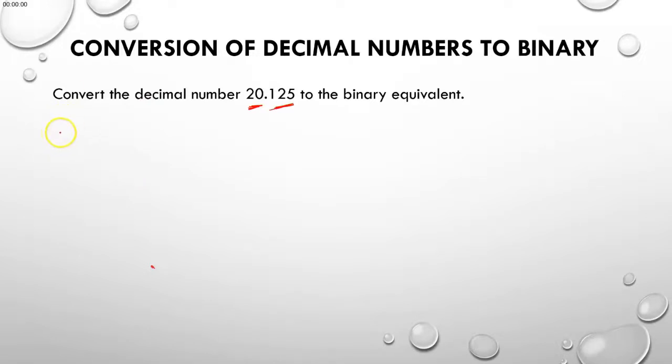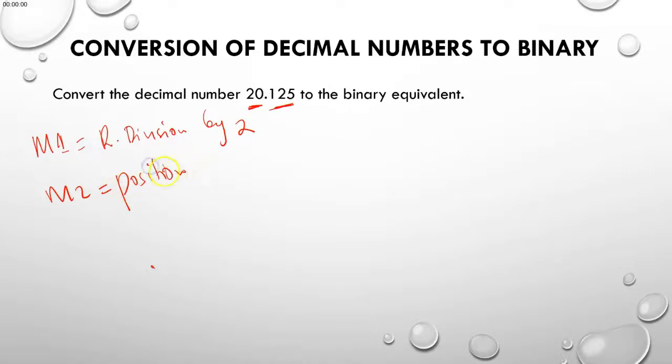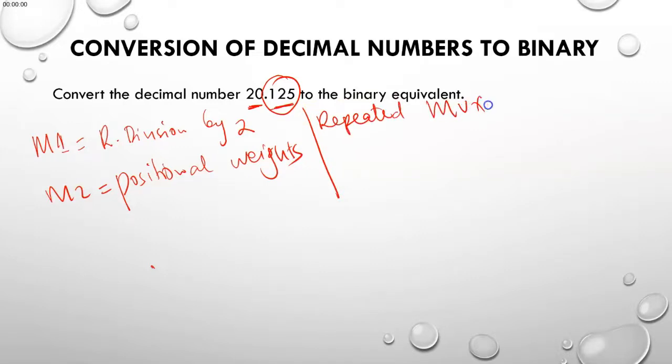As we have seen, there are two methods of converting decimal numbers to binary numbers. Method 1 involves repeated division by 2, and method 2 involves positional weights of the symbols. When converting the fractional part, as we have already seen in the previous example, we do repeated multiplication by 2. For the whole part, the positional weights are weighted with base 2, such that we have 2 to the power 0, 2 to the power 1, all the way going upwards to the power n.